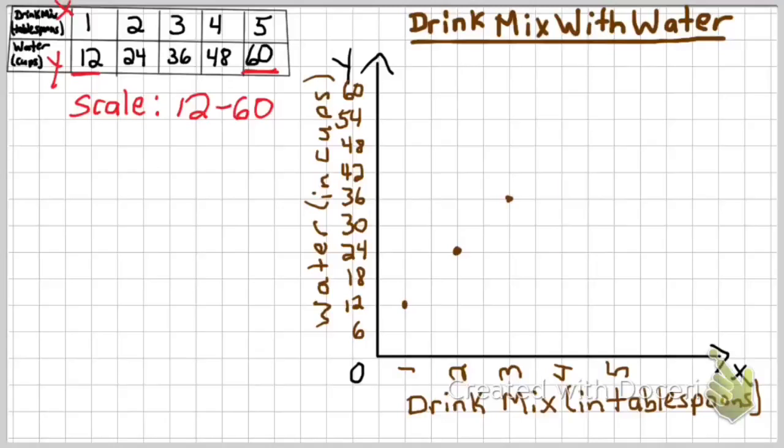4 tablespoons of water, follow that line up with my finger. 48 cups of water, again right on that cross. And last but not least, 5 tablespoons of water, follow that line up with my finger. It goes at 60 cups of water, which is going to be right there.